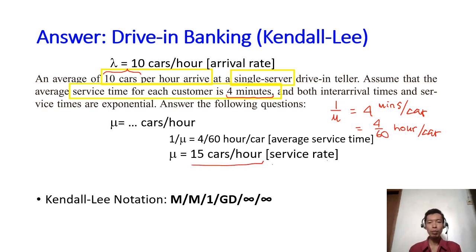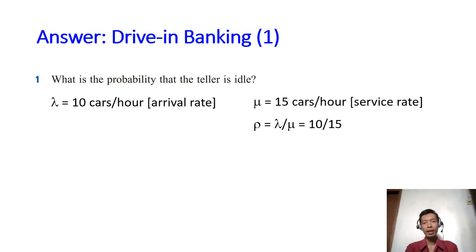Now you see that both lambda and mu have the same units, cars per hour, customers per hour, and it must be in that unit. Remember that both lambda and mu must be in the unit of how many customers per unit of time. Finally, we can calculate rho, which is lambda over mu, and that is 10 over 15. Now we have prepared everything, and then we may answer the first question.